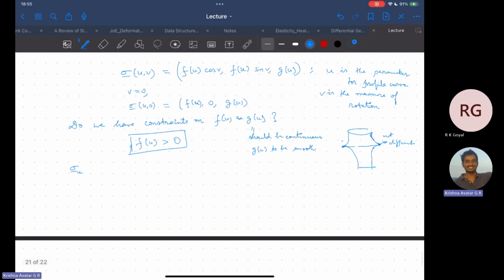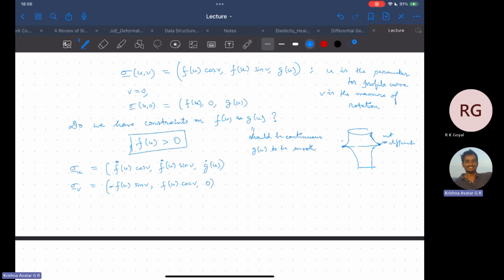So going back, you have sigma u is equal to, let's denote any derivative with respect to u as just dot, f dot u cosine v, f dot u sine v, comma, g dot u. And likewise, sigma v is equal to f of u times the derivative of cosine v, which is minus sine v, so minus f sine v. Likewise, f of u times the derivative of sine v, which is cosine v, comma, and g does not depend on v, so it should be 0.